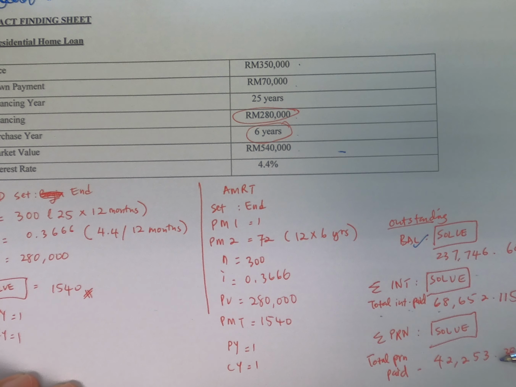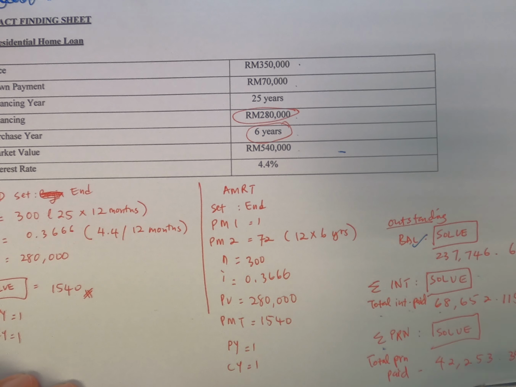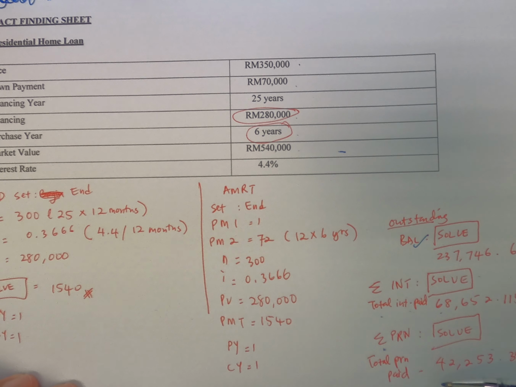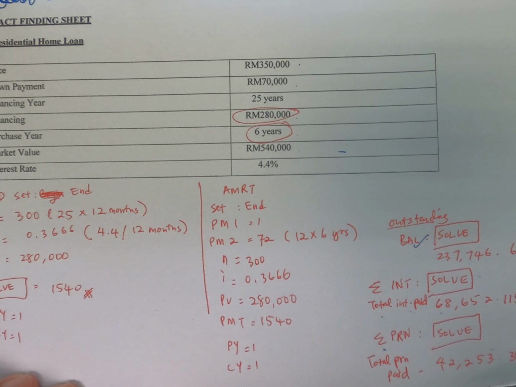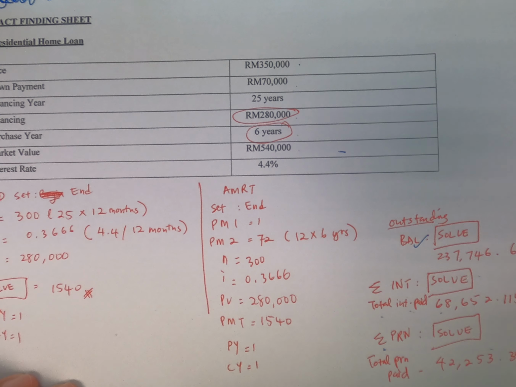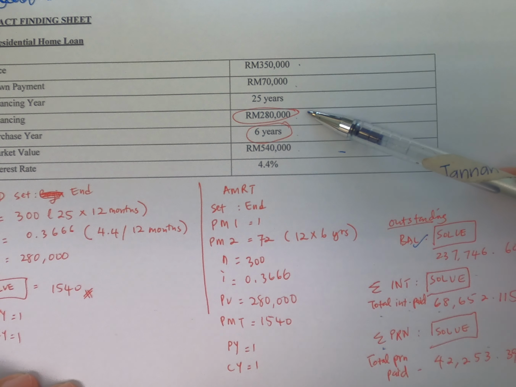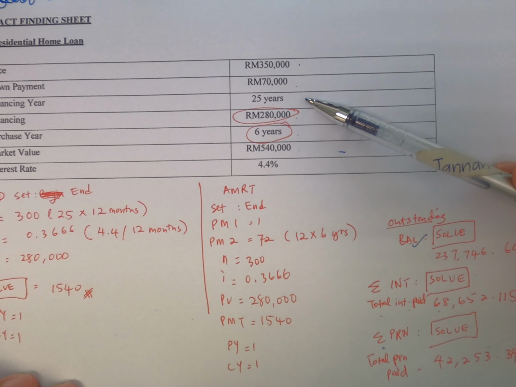And the total principal that has been paid, you go to this symbol, total principal, and you solve, and you can get the 42,253.39. That is actually the total principal paid to the bank so far up to the 6 years. Okay, and if you add all of them, these are basically the amount that you need to pay to the bank for the financing of 280,000 for the interest rate of 4.4% over 25 years.